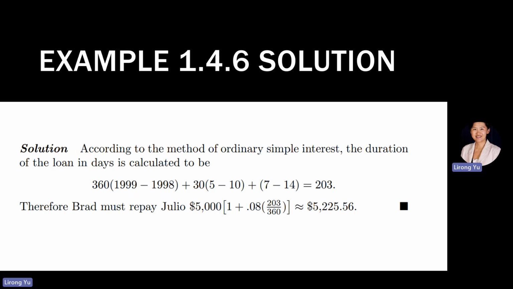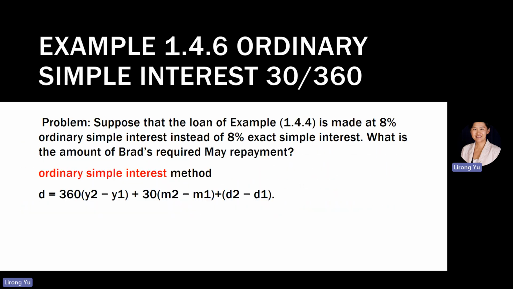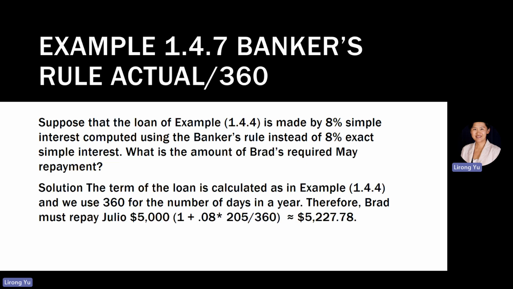It's easier to model, assuming every month has 30 days. The final answer is slightly different, actually slightly bigger. All right, but not much difference. So it's still a way to calculate the exact time for a simple interest model.